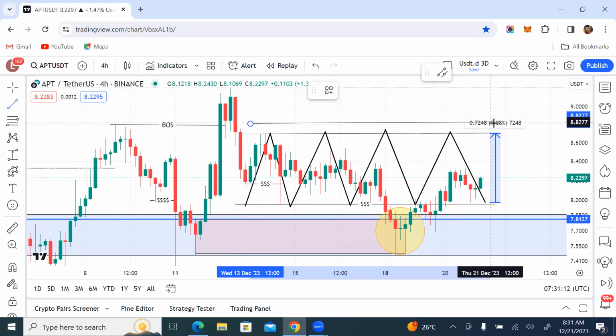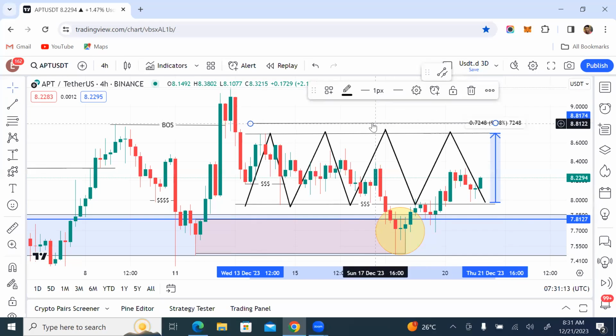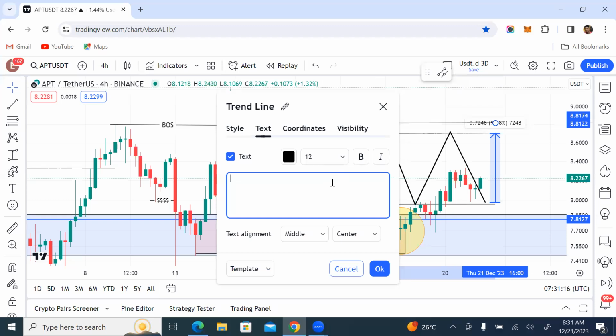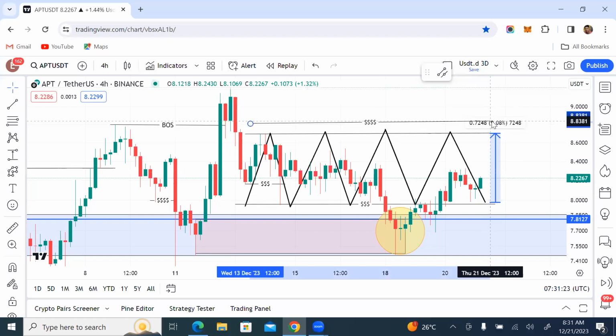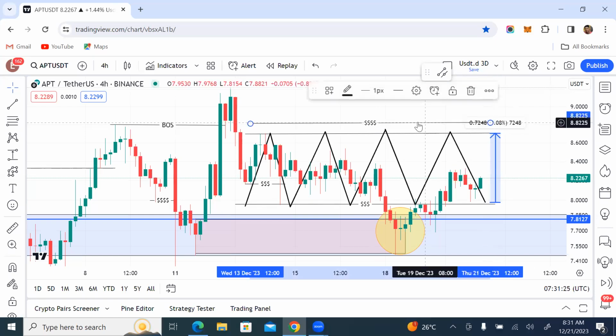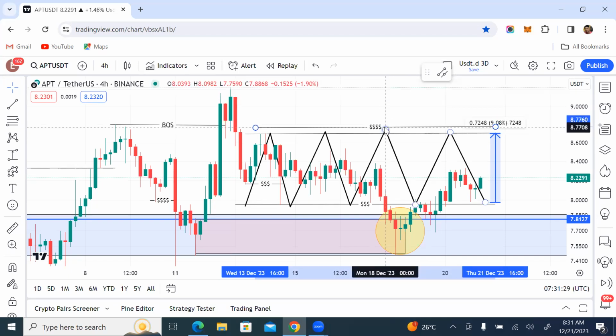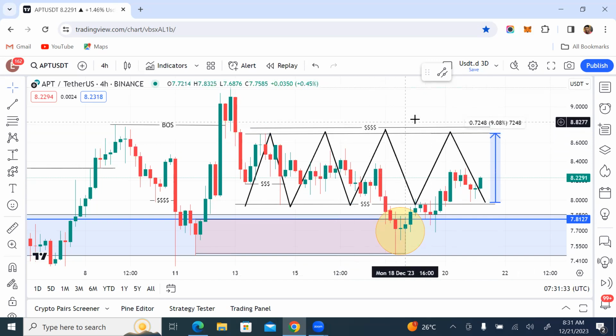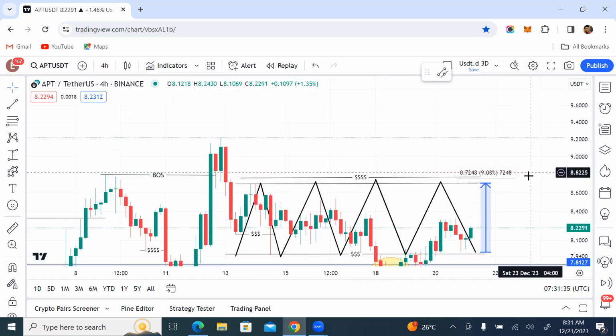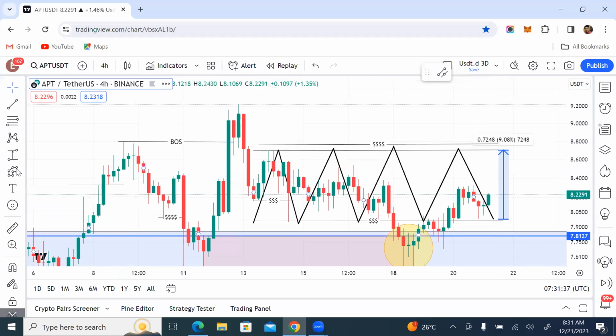Obviously, they were at this level. All right, so liquidity will be swept out for those who are trying to short the market, and price is going to move. Price is going to act like so.